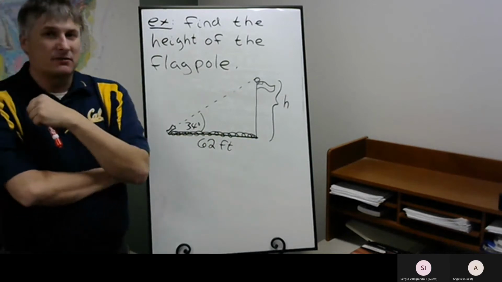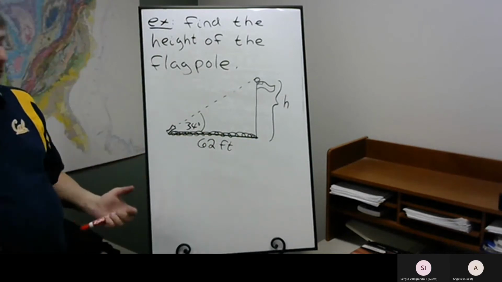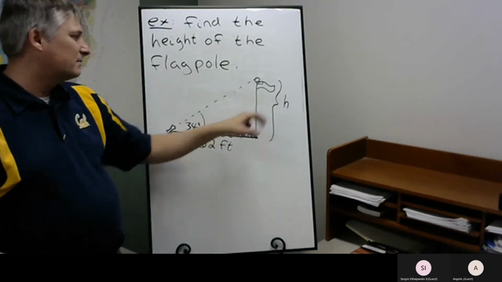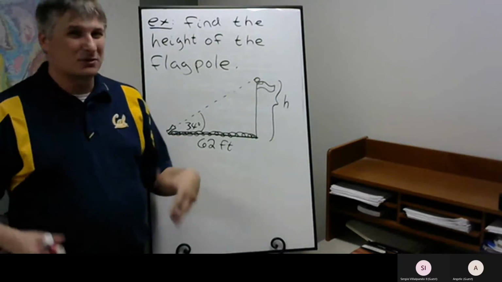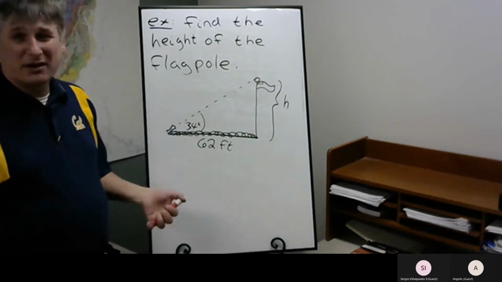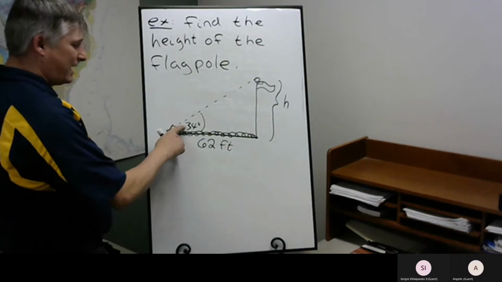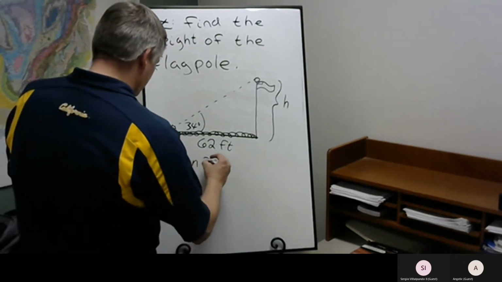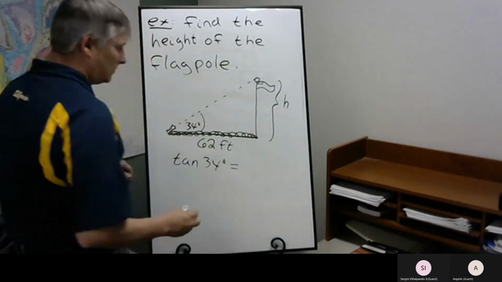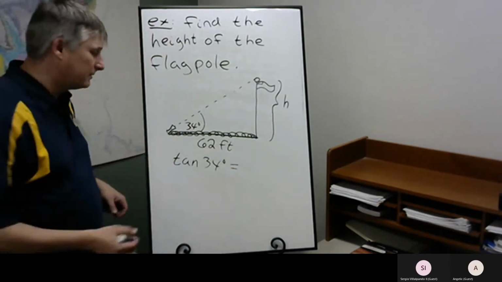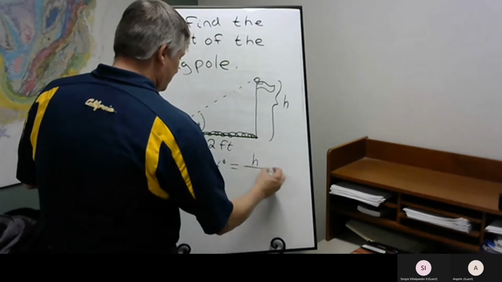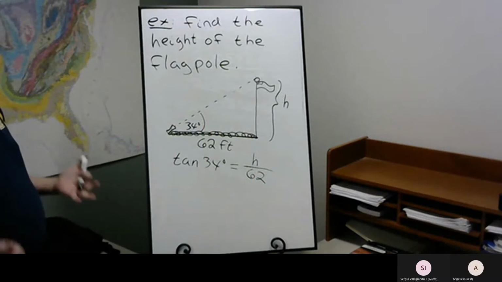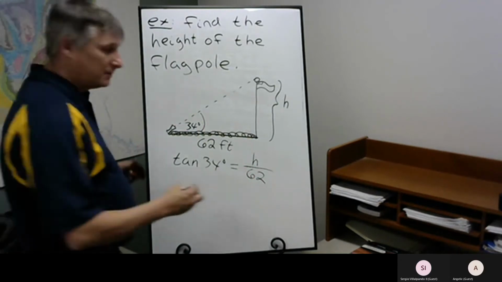So how do we find the height of this flagpole? Well, again, let's look at what we have to work with. This is the hypotenuse, this is the side opposite, and then we have a number for the adjacent. So we're talking opposite and adjacent, so we're talking tangent again. The tangent of this angle is opposite over adjacent. Now to solve for h, we're going to multiply both sides by 62.